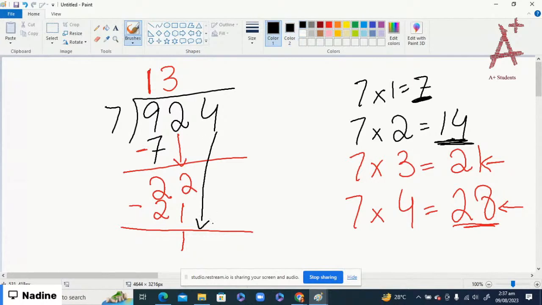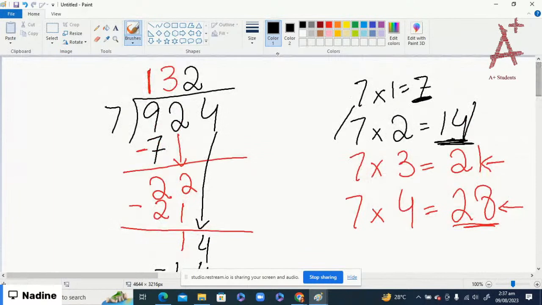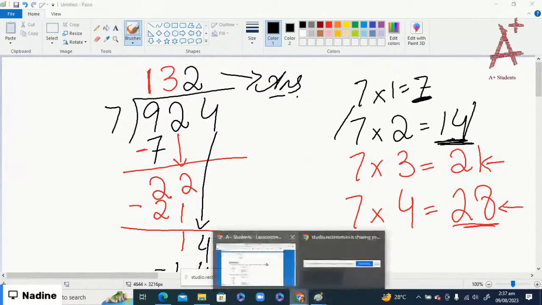Let's put down this 4 here. Now it becomes 14. So now we check the table of 7. Is there any number that is 14? Yes, here. 7 times 2 is 14. Sorry for that. So 7 times 2 is 14. And now 14 minus 14, that is 0. Okay. And here is your answer, that is 132. Got it? Okay, let's check the next.